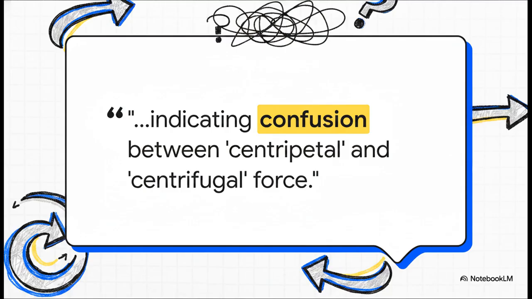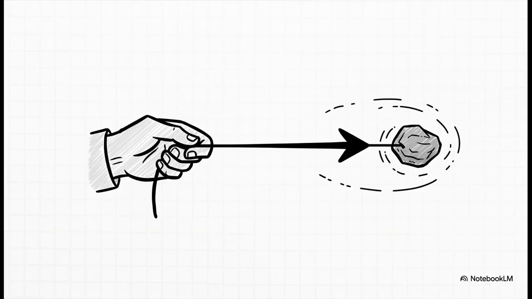It's a make-or-break concept. So here's your exam day mantra. The force that's responsible for making something move in a circle is always the centripetal force. Period. If they ask you about a stone on a string, the planet orbiting the sun, a car turning a corner, the answer is centripetal force. That's the one doing the work.